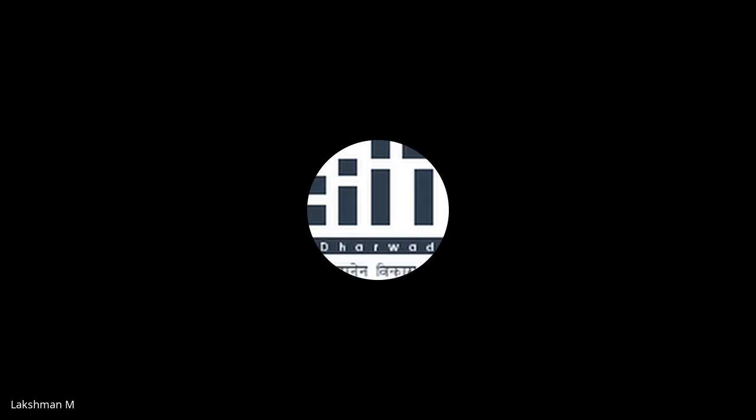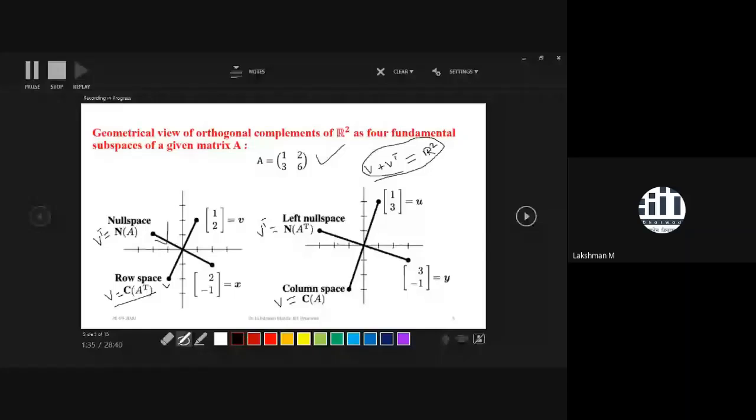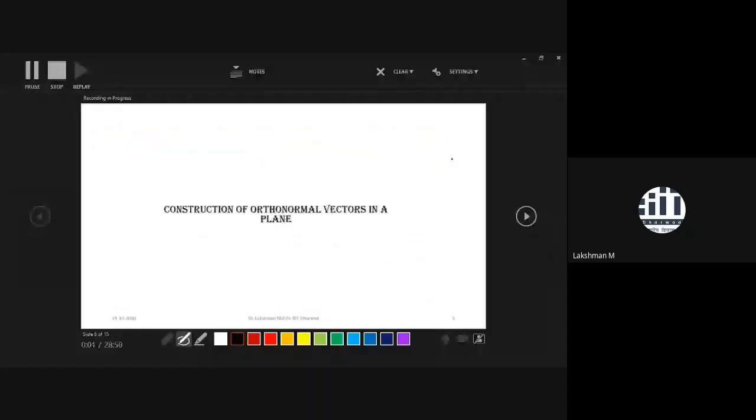You are able to decompose every vector into a projection part and another part we call the perpendicular part. That is the scenario of looking at the orthogonal complement. Now coming to the construction of orthonormal vectors in a plane.